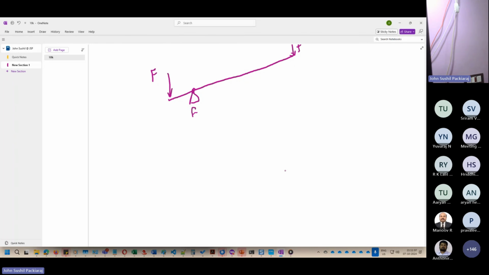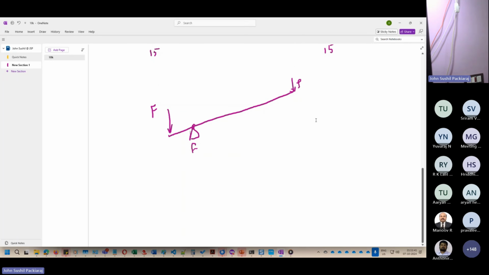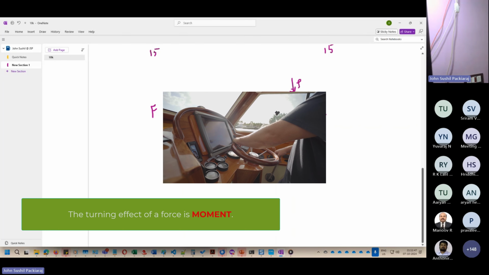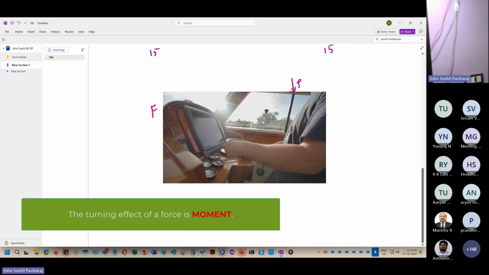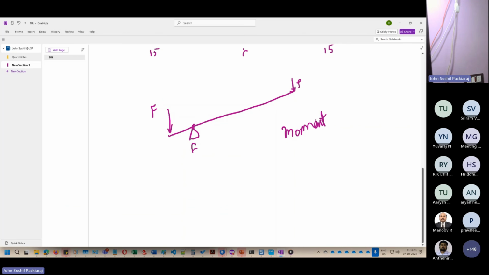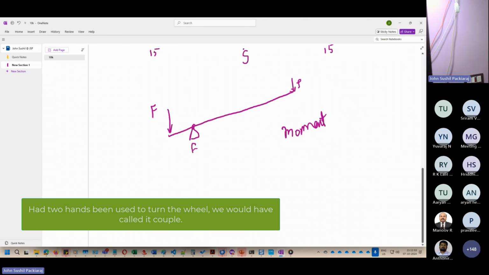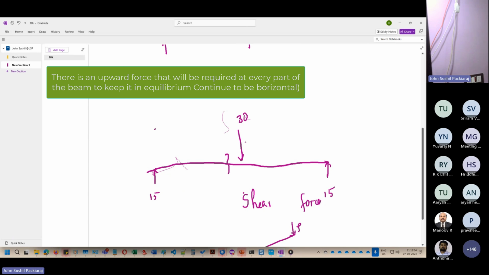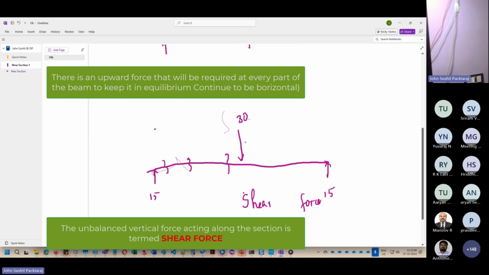In the same way, this force is causing this lever to turn. Okay, so this is what we would have studied as moment. This is what we call moment. Okay, and here there is a force. Essentially, this is like trying to cut it across. So in civil engineering terms, we call it shear force. Now, where is this shear force? This shear force will be acting at every section of this beam.